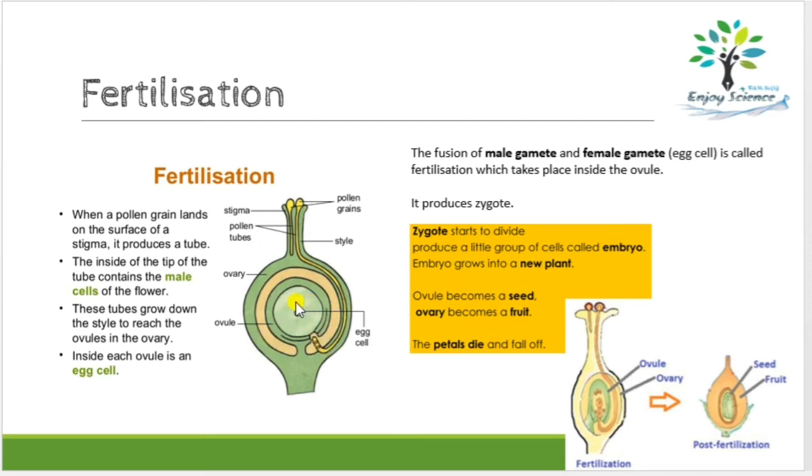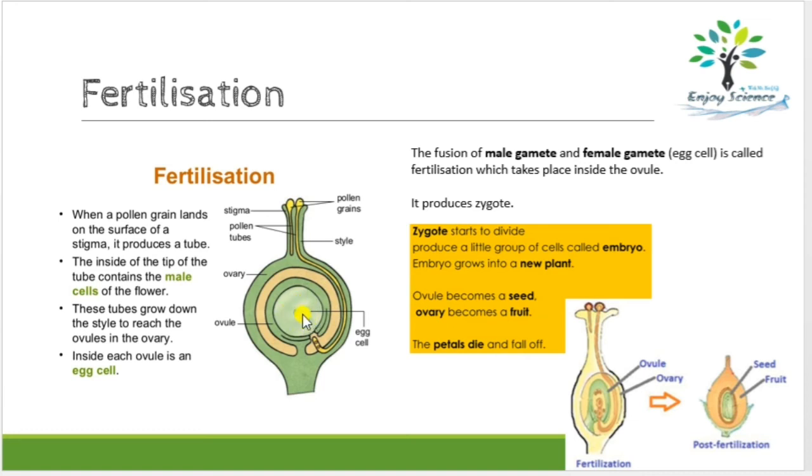So after entering the ovule, the male gamete is released, and inside the ovule there is the egg cell, which is the female gamete. It will fertilize. Okay, so fertilization is basically the fusion of male gametes and female gametes. So after male gametes are released in the ovule, these male gametes will move towards the egg cell and the fertilization occurs. Okay, so after the fertilization, the zygote is formed.